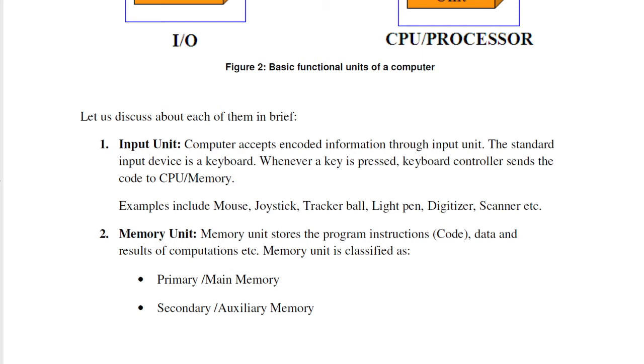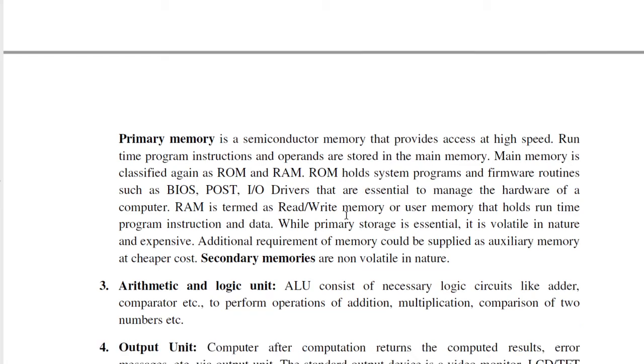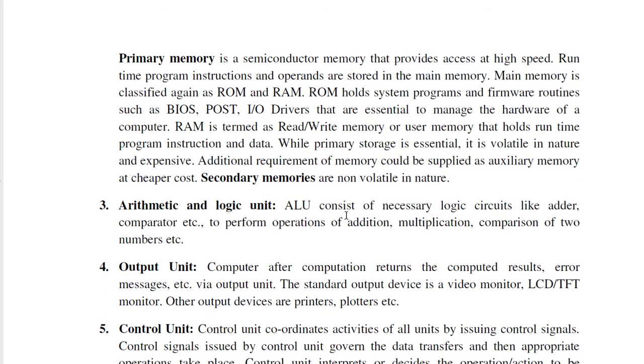Memory unit stores the program instructions, okay, that is the code, so instructions, data, and results of computations. Memory unit is classified as the primary or main memory and the secondary memory. Primary memory is a semiconductor memory that provides access at high speed. Runtime program instructions and operands are stored in the main memory. Main memory is also classified as ROM and RAM.